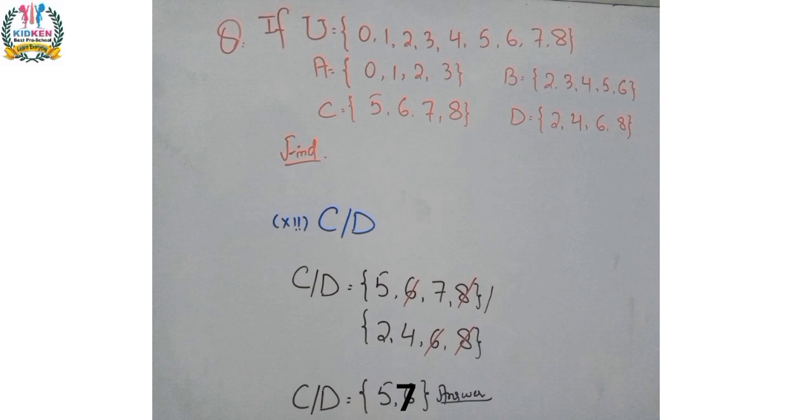Next part of this question, C minus D. So again we can cut the same values and write the remaining values of set 1. So C has value 5, 6, 7 and 8 and D has value 2, 4, 6 and 8. So 6 and 8 are common, so we can cut both values and remaining values of C set are 5 and 7.